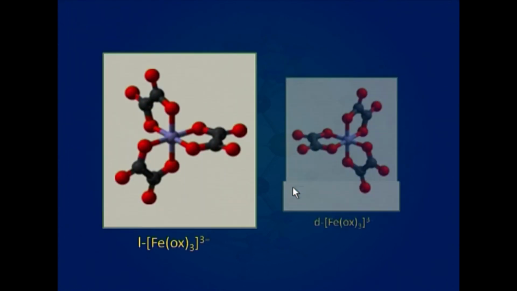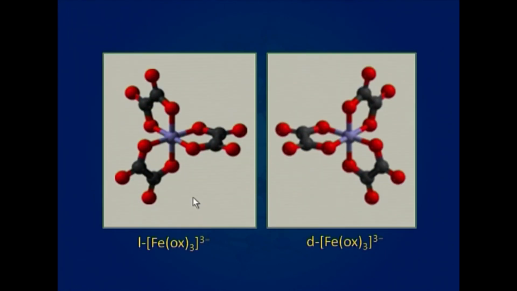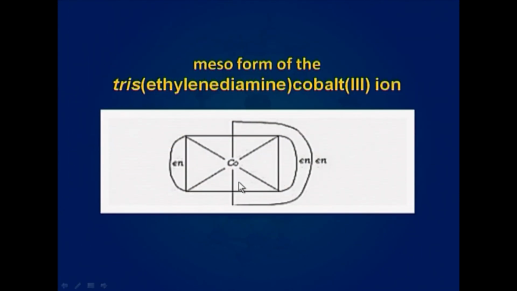You can see the stereo view of another example of this type of complex, [Fe(ox)3]3-. Here ox is the oxalato ligand, which is a symmetrical bidentate ligand. These two are also optically active. Here is the meso form of the complex. Meso forms are always optically inactive because of internal compensation.